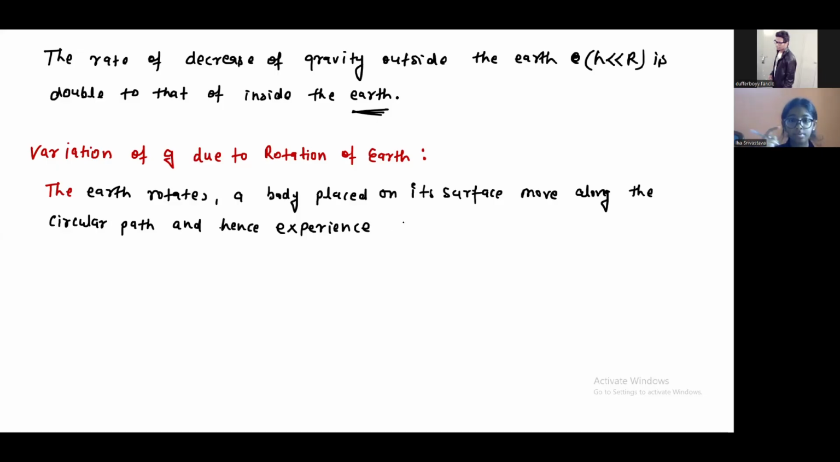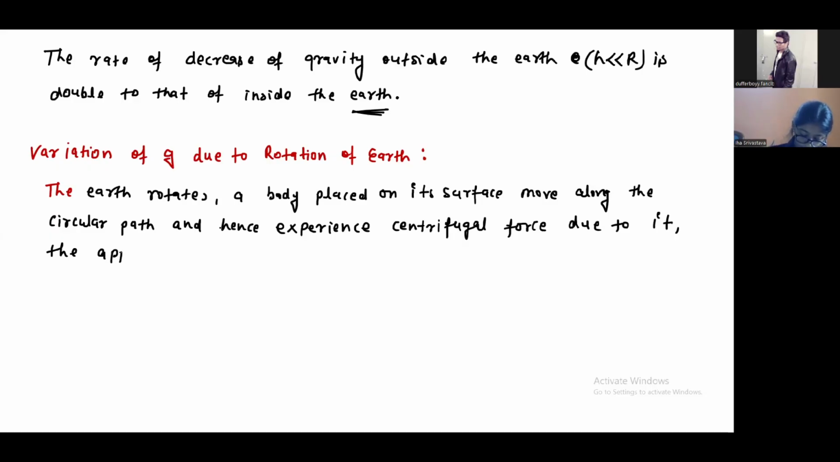experiences centripetal force. Centrifugal force, not a centripetal force, because we are observing that, it is called the centrifugal force. Both are the same, but it depends on the observer. So due to the centrifugal force, the apparent weight of the body decreases.